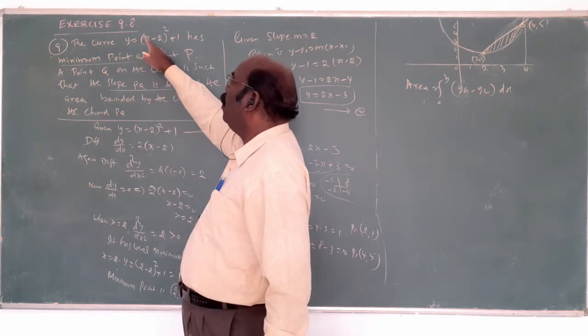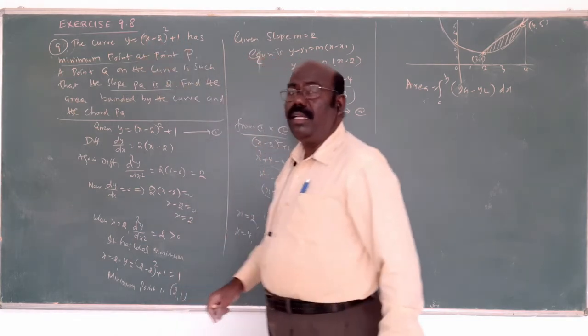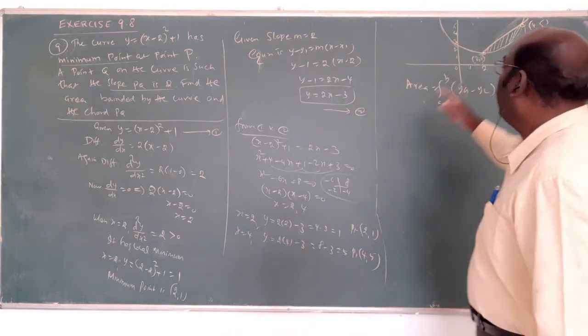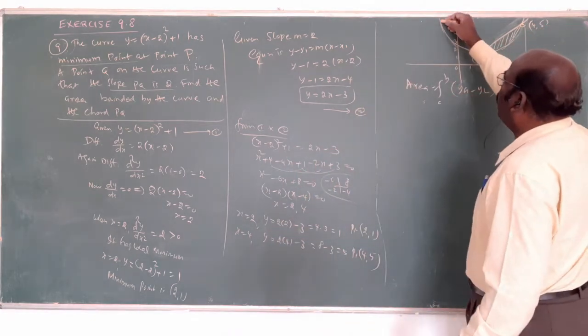When x is 2, 2 minus 2 is 0, plus 1, y equals 1. That means the point is (2, 1). The parabola's least value is also 2. This is the minimum point. That's why this is the parabola.